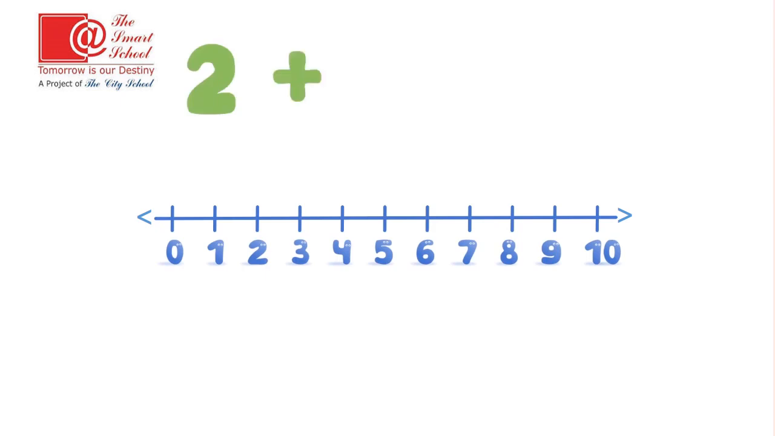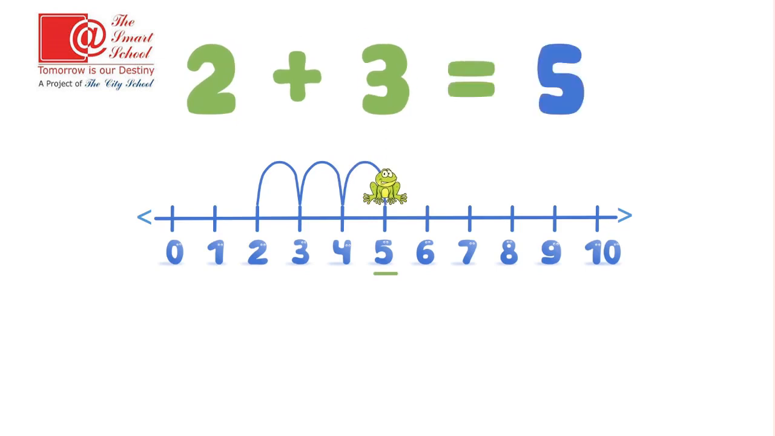Two plus 3. The frog starts at 2 and then moves 3 places to the right. The frog lands on 5. So 2 plus 3 equals 5.